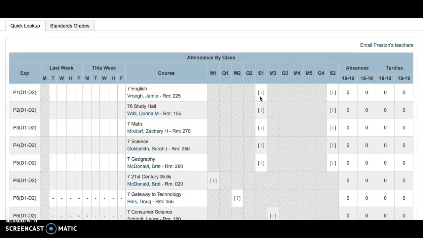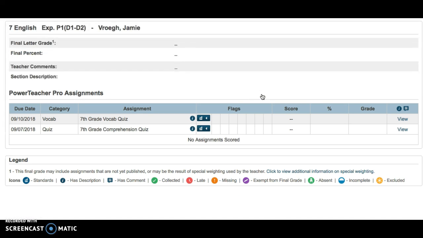Those are no longer available. Now what you'll see is an I. That I means there is information there for you to look at. So go ahead and click on the I. After clicking on the I, you'll get into the child's grade book for a particular class.